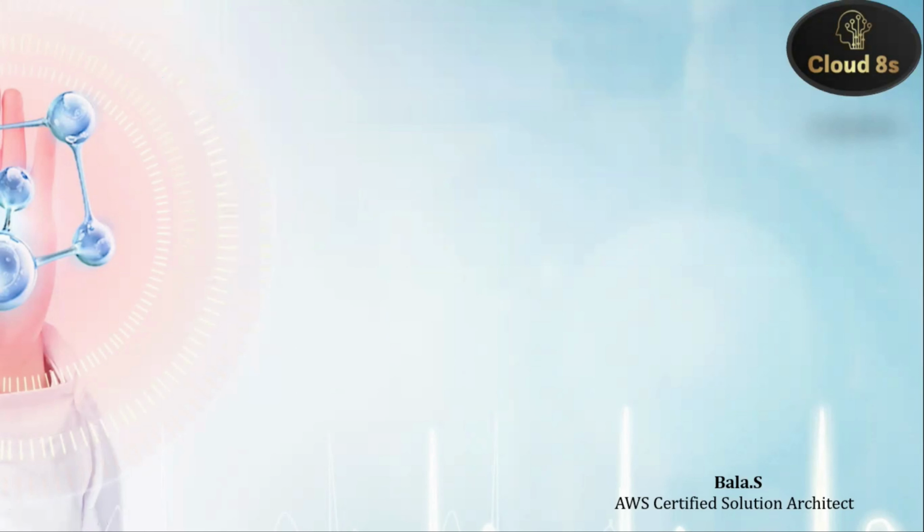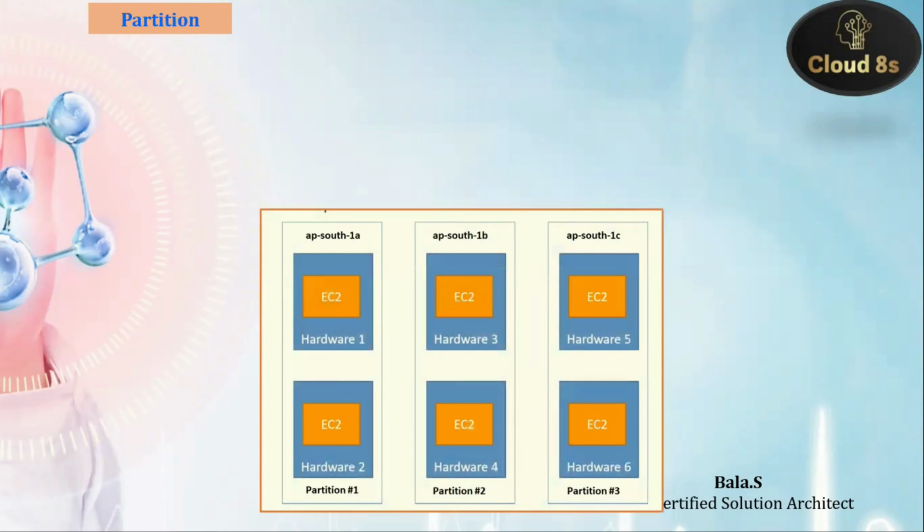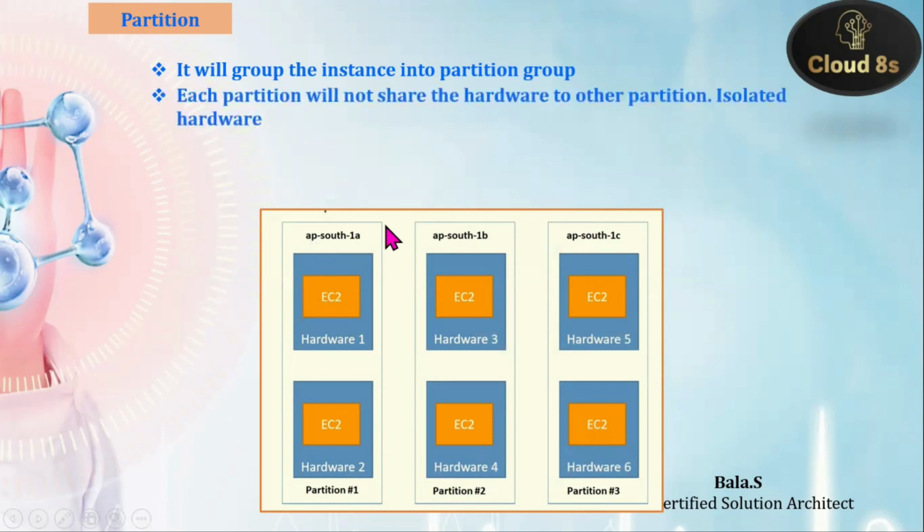And the third one we can get from the AWS side is partition. Partition means it creates partitions in each availability zone. Each partition will be placed on different hardware. For example, if I create six EC2 instances, the six EC2 instances will be placed on different hardware with different partitions. Each partition, as I mentioned, will not share resources with others.